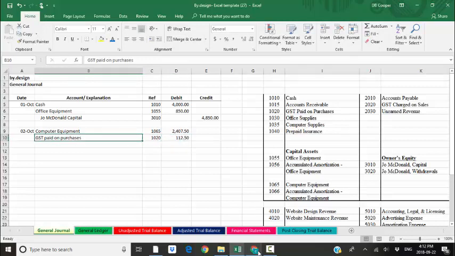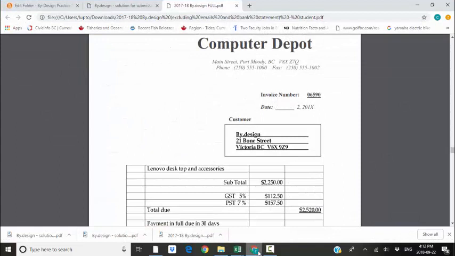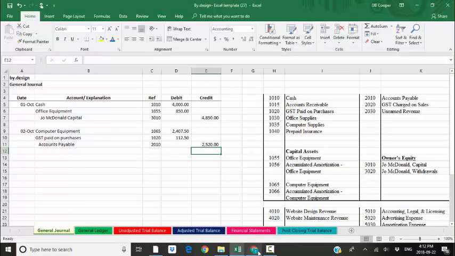And the other side of this is all going to be set up as an accounts payable. So my accounts payable is 2010, and that's going to be for the whole amount. And if everything goes well, that will actually be this amount. So let me just go check my invoice amount, 2520, 2520, yes! Okay, I'm not going to post this to the general ledger because I have great faith that you can do that, but that gives an example of how you deal with GST paid on purchases.